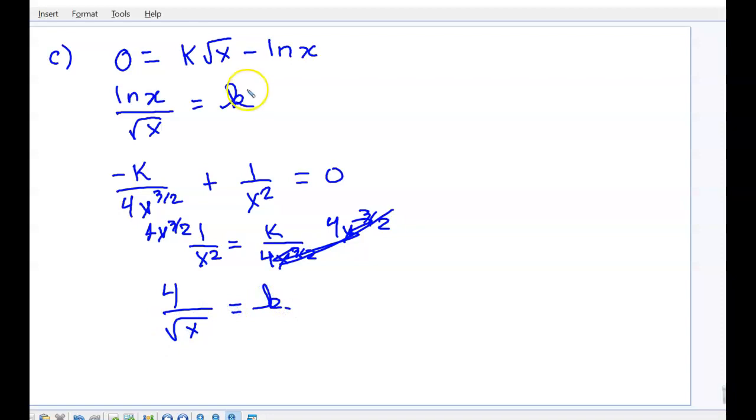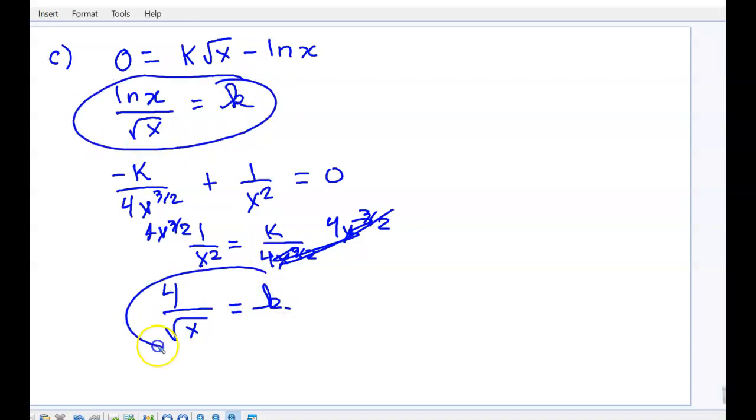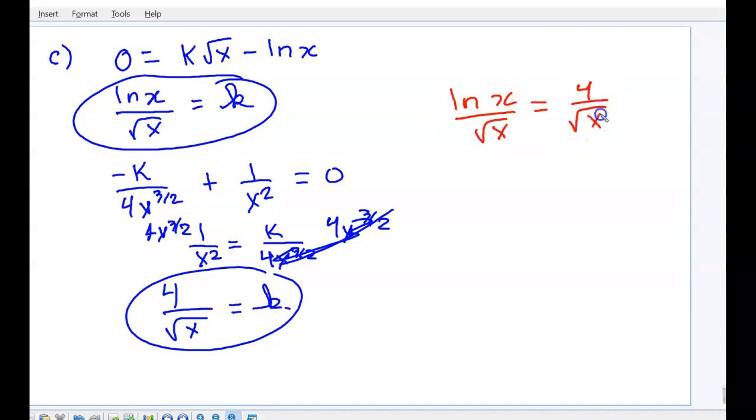So now I have k equaling this and k equaling this. So that means those two things have to equal each other. So ln x over root x has to equal 4 over root x. And notice in this relationship, the denominators are equal. So therefore, the numerators have to equal.